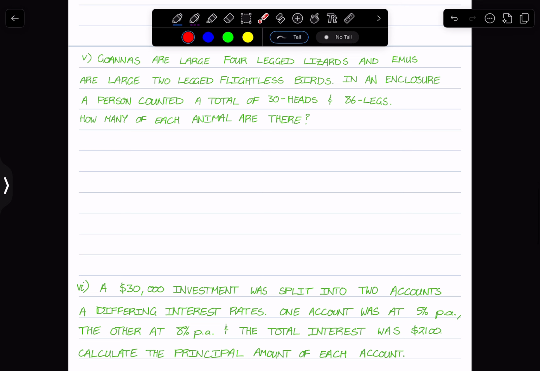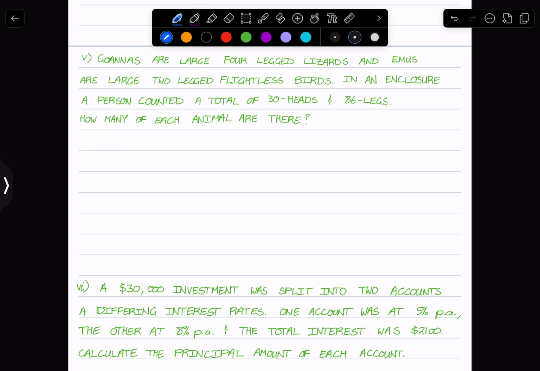Goannas are large four-legged lizards, and emus are large two-legged flightless birds. In an enclosure, a person counted a total of 30 heads and 86 legs. How many of each animal are there? And we're going to assume that in this enclosure, there are only goannas and emus.